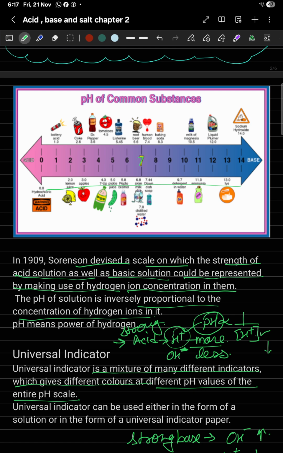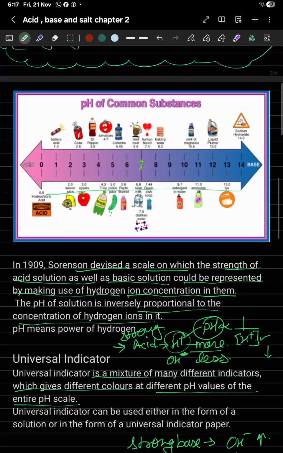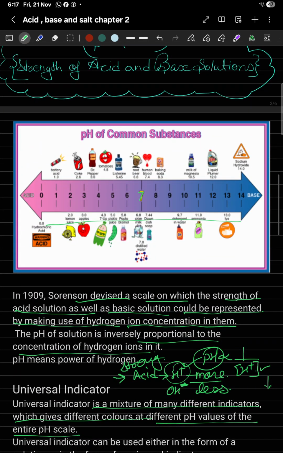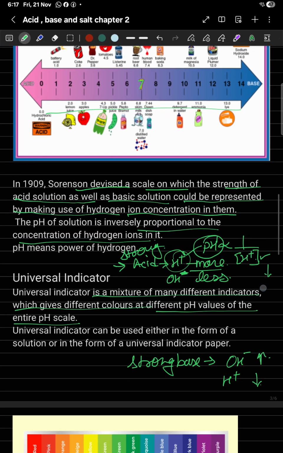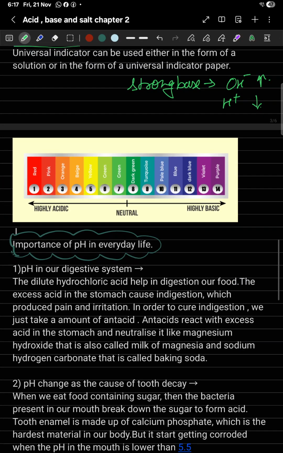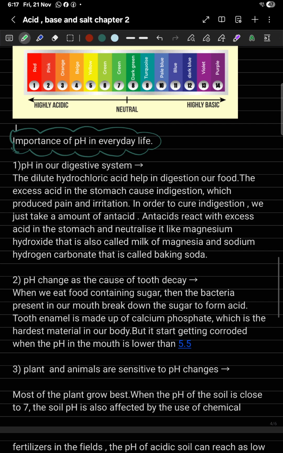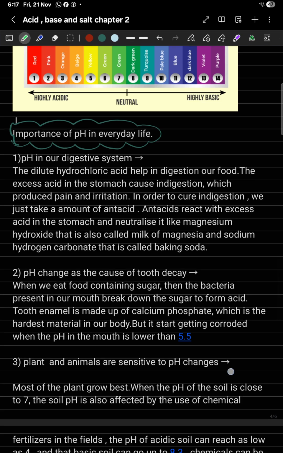So we have to learn this because in board exams it can also be asked. So be prepared for this, because it is a learning process. You should learn some of the important pH values of the different substances. Now we have the importance of pH in everyday life. This is an important part of that topic.